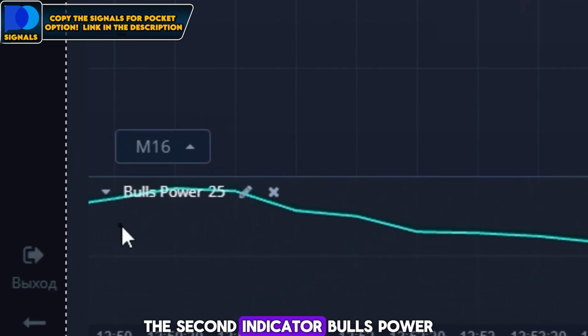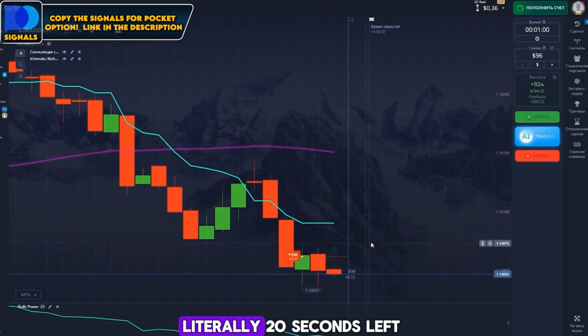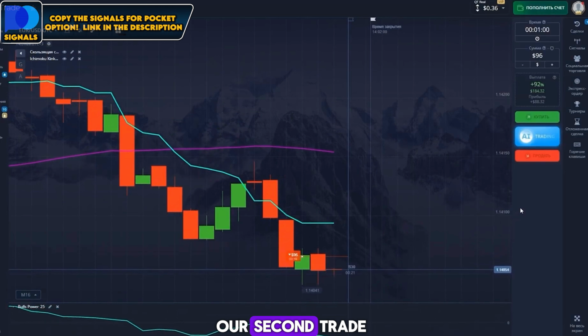The second indicator, Bull's Power. What do we see from it? The fact that our line has been in the lower area for a long time is also a signal for a decline. And so there are literally 20 seconds left until the end of our second trade.